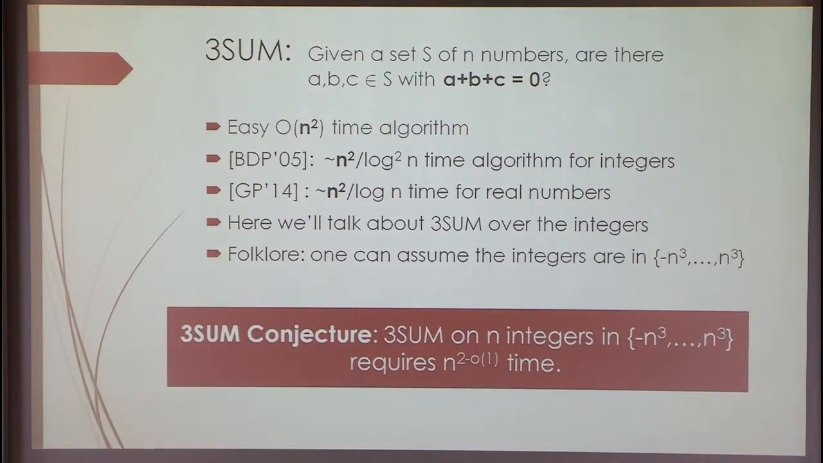And then there's this conjecture that has been formulated in many, many papers, which says that 3SUM on a set of n integers that lie in this range requires n squared minus little o of 1 time. So this is the very famous conjecture. It has been used to show that many, many problems probably require n squared time.